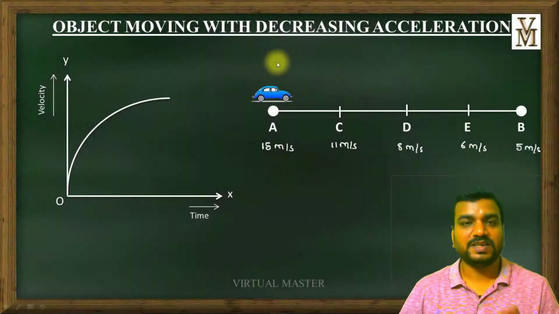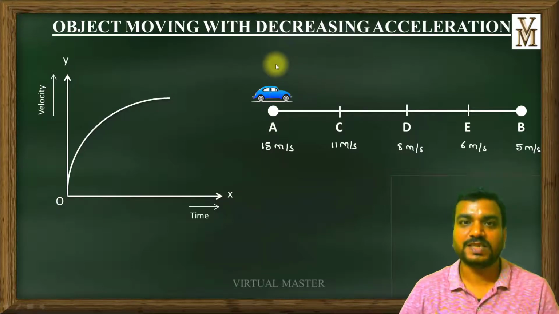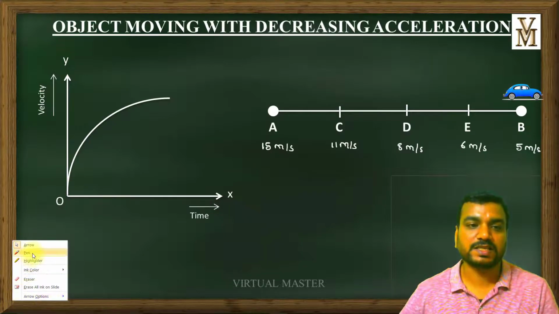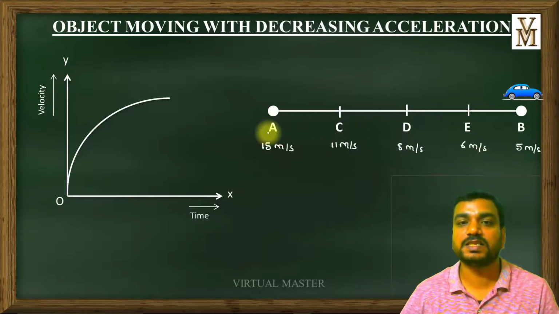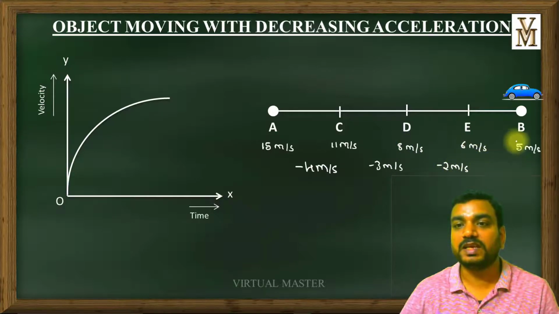Now let us discuss the velocity time graph of the object moving with decreasing acceleration. To understand this better, let us take one example. Let us consider a car moving from point A to point B. If we observe properly, the car is moving with decreasing velocity. The change in the velocity between point A and point C is minus 4 meter per second. Similarly, between point C and point D it is minus 3 meter per second, between D and E it is minus 2 meter per second, and between E and B it is minus 1 meter per second.